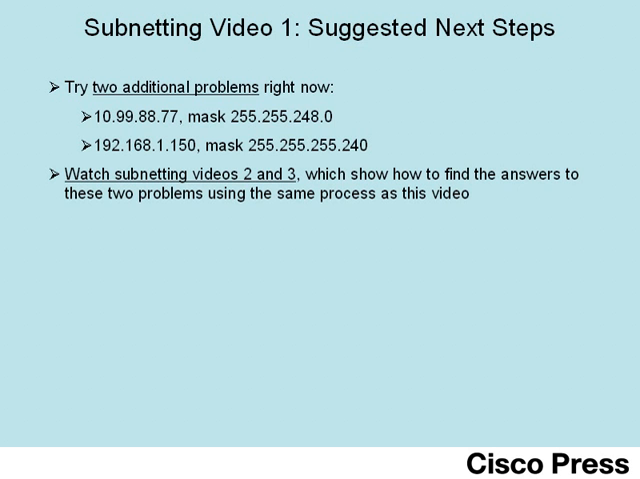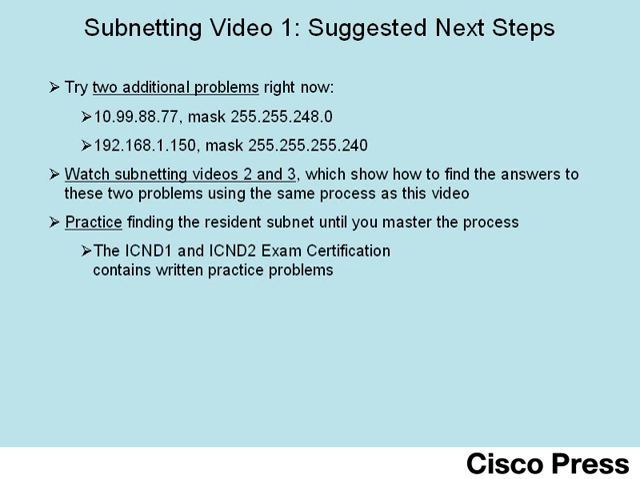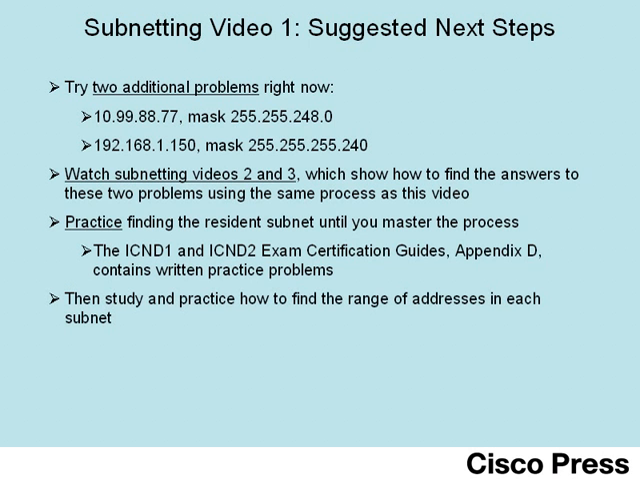Now at that point the process should become a lot clearer to you if it hasn't already, so then you should just keep practicing the process until it becomes natural for you. In fact, you should shoot for being able to do this process and find the resident subnet for any type of question like this within about 10 to 15 seconds. At the same time, you might want to also study the other process, the one that I reference as RP-6C in the exam certification guides, that show you how to find the range of addresses in each subnet.